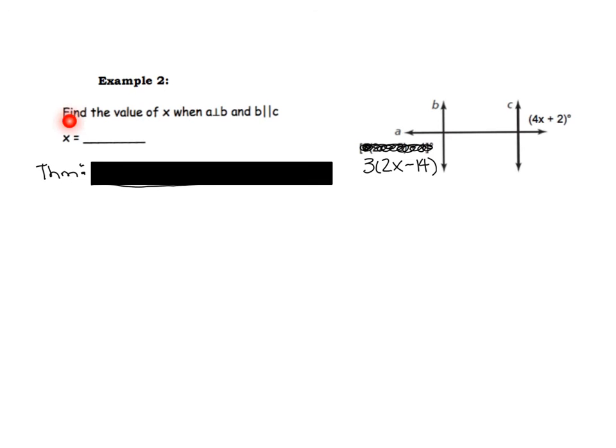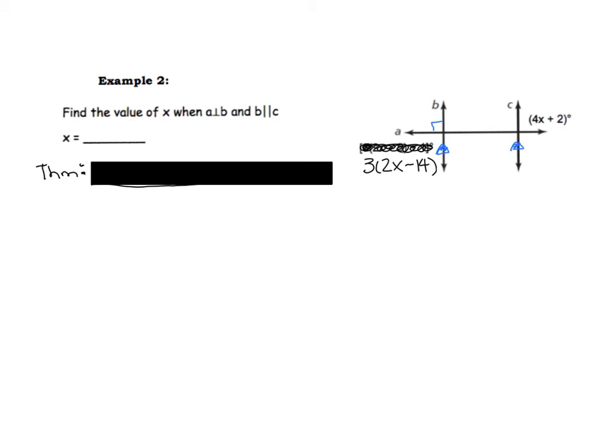All right, so our next example, we're going to find the value of x when line A is perpendicular to line B, and line B is parallel to line C. So I'm going to make a few markings here. We said that line A is perpendicular to line B, and that line B is parallel to C. Notice I did make a change to the problem, so please scratch that out and make this change.